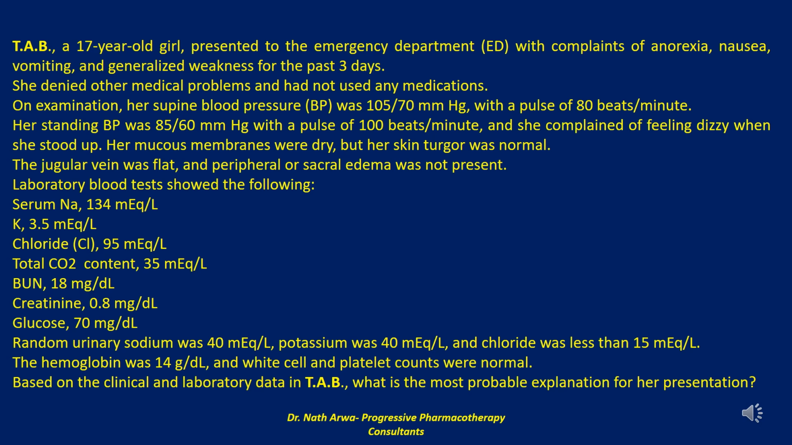Her hypochloremic metabolic alkalosis was probably initiated by loss of acidic gastric contents through vomiting. Her volume depletion increased renal bicarbonate reabsorption, perpetuating the metabolic alkalosis.